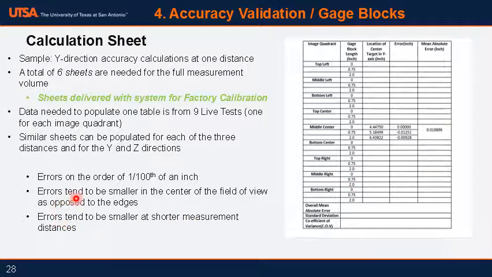The errors, as I mentioned, tend to be smaller in the center of the field of view as opposed to the edges. So measurements in the middle of your screen are better than in the corners, and the errors tend to be smaller at shorter measurement distances.